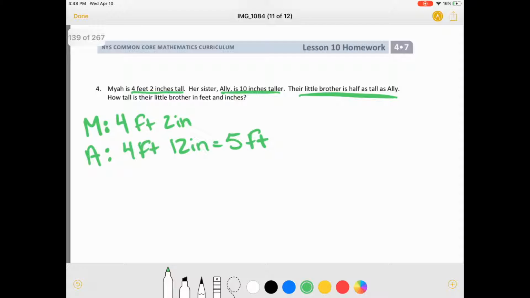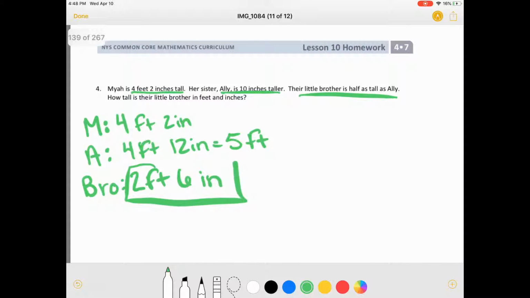Now, the little brother is half as tall as Allie. Well, if I want to split 5 feet in half, it's almost easier to look at 4 feet and 12 inches. Half of 4 feet is 2 feet. And half of 12 inches is 6 inches. So really the brother is 2 feet and 6 inches tall.